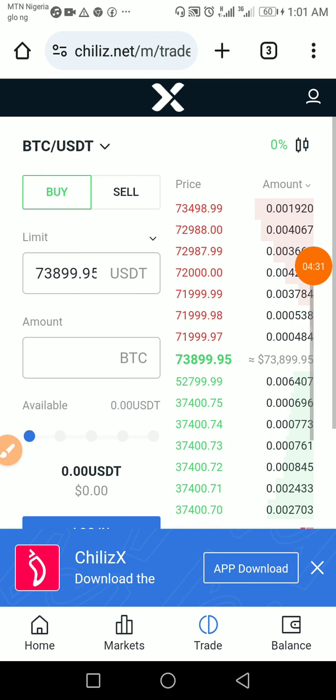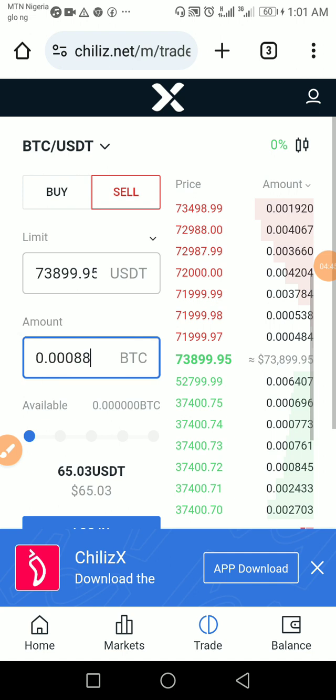So we're here on the Chiliz website, and now we are going to try to sell our BTC to see how much we are going to make. And as you can see, 0.00088 BTC, which we bought at $50, has turned to $65.03, approximately 65 USDT, making us a whopping profit of $15.